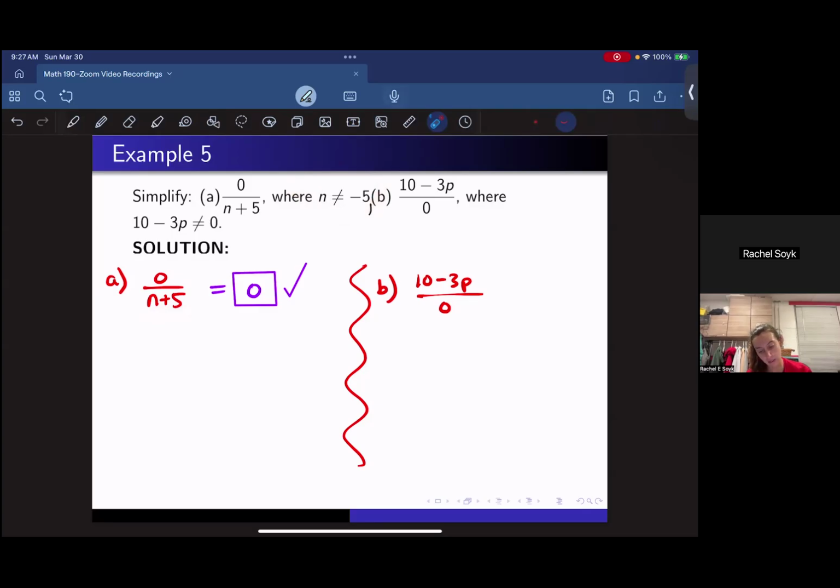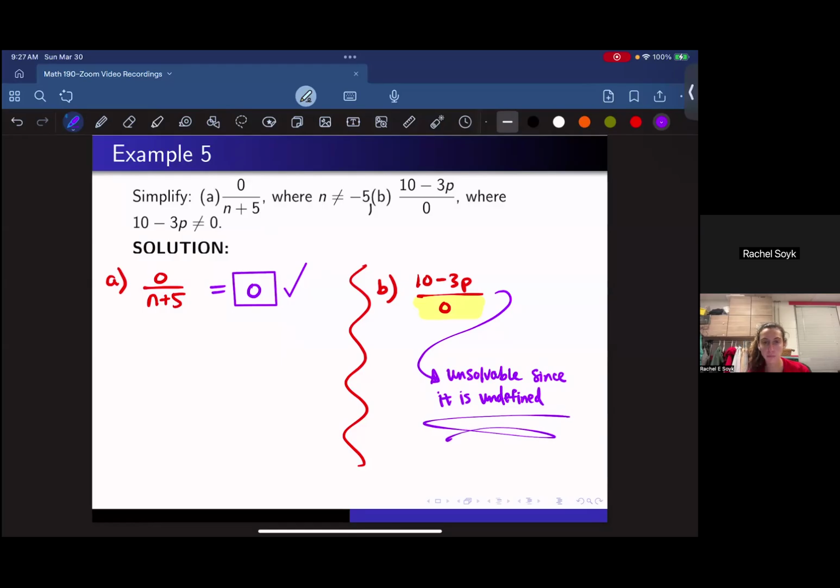And then we have our part B, 10 minus 3p over 0. Well, we have that divided by 0. So that actually really doesn't help us at all. This is unsolvable, since we're looking at an undefined value from the start. Okay. So let's keep going.